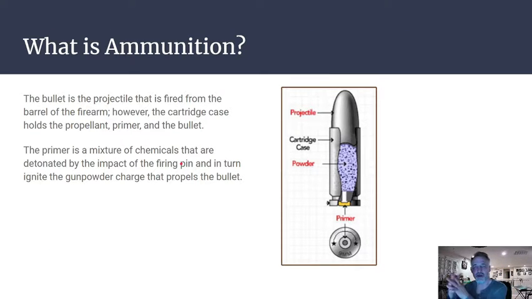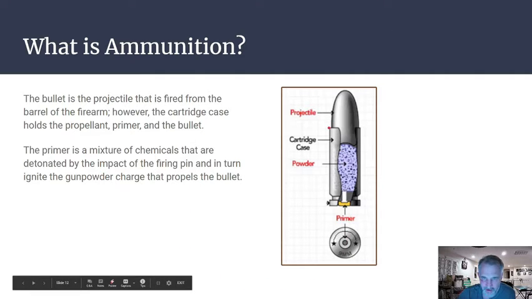So let's talk a little bit about the ammunition, because that's another thing you may end up collecting at a crime scene, either fired or non-fired ammunition that might be there. The bullet is the projectile that is fired from the barrel of the firearm. However, when you look at the whole thing, you also have the cartridge case, which holds the propellant, primer, and the bullet. In this picture, this back part here is the cartridge case, and you have the gunpowder in here, and then a primer.